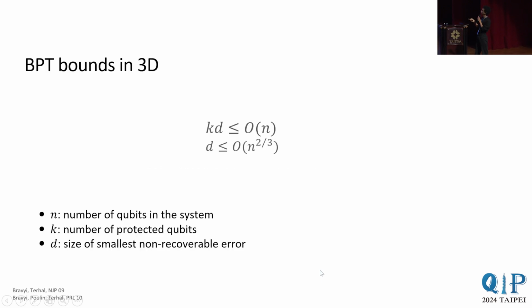How is that? There are very famous bounds. You might have heard of them in this conference before. These are called the BPT bounds, and they give you bounds on the properties of codes that live in 3D. These codes restrict some parameters, which are n, the number of qubits in the system, k, the number of protected qubits, and d, the size of the smallest error that you cannot detect with your measurements. So you have a bound on the distance and a trade-off between k and the distance.